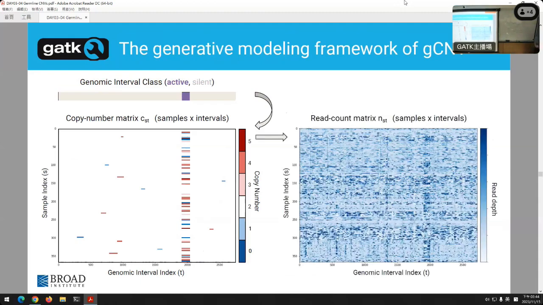And both of those end up influencing our observed read count across samples and across intervals. Once we've described that relationship going in the forward way, we can then go backwards. We can use our observed read counts to estimate the underlying parameter of copy number.